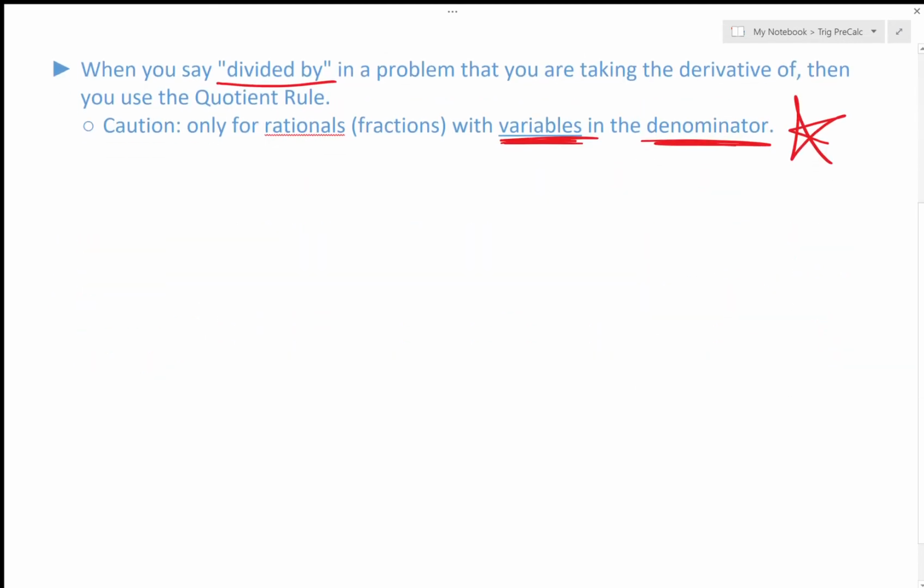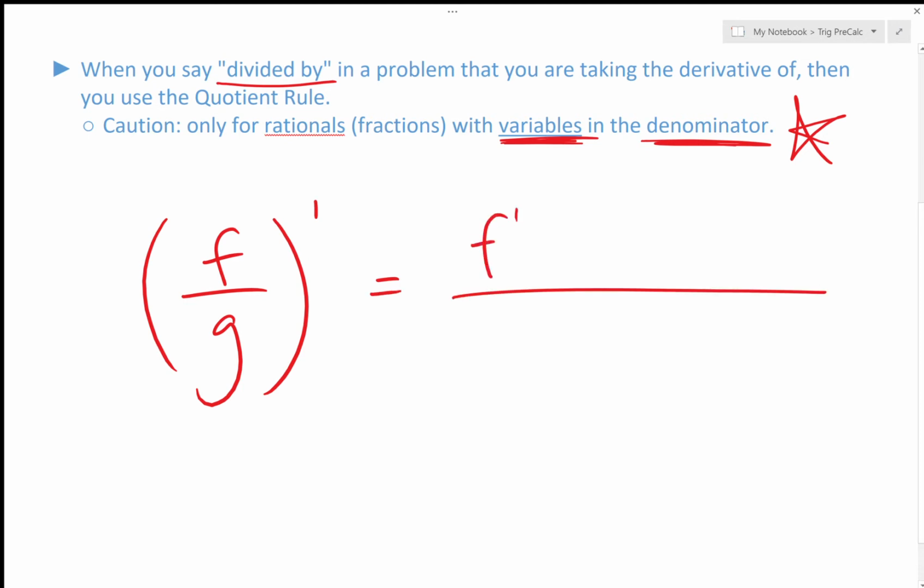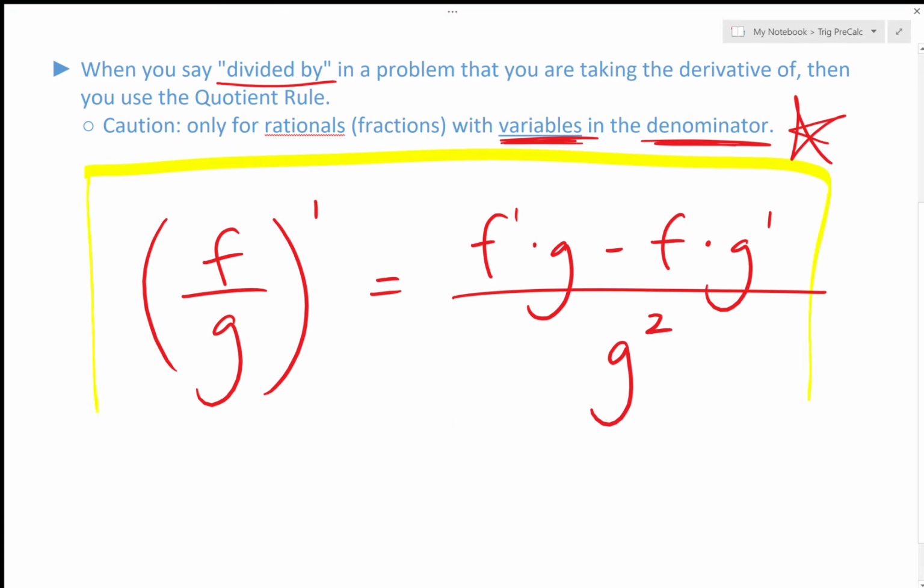So the actual quotient rule is as follows. If we have something f over g, so something on top, something on bottom, and we're trying to take the derivative of it, here's the pattern for it. We take the derivative of the top, times the bottom, minus the top times the derivative of the bottom, and then take the bottom and square it. All right, so go ahead and just make a note of that. So that's our quotient rule.